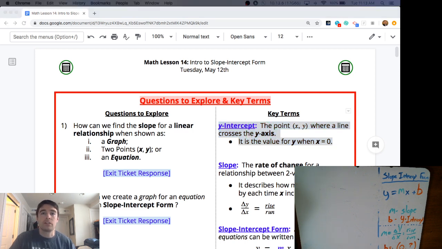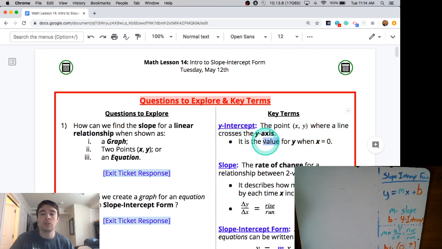There we go. Thank you for the catch on the audio, Donald. Alright, so for this week we're focused on slope-intercept form. Specifically, there's a few key terms that we need to understand as we work with slope-intercept form. The first key term is the y-intercept. As we started to learn last week, the y-intercept is the point where a line crosses the y-axis.